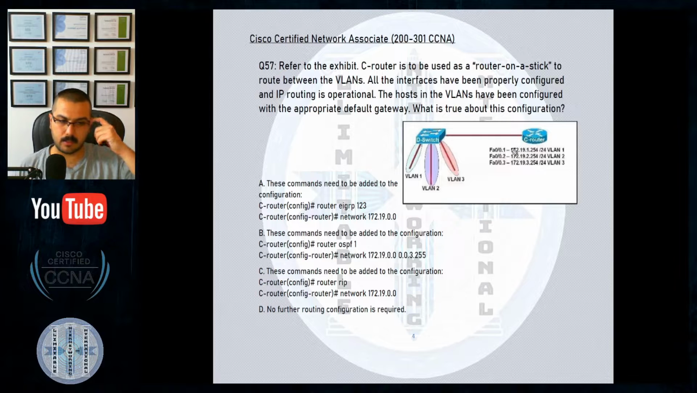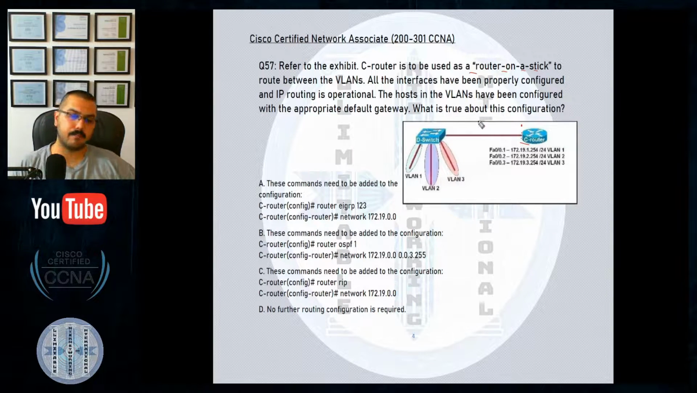Refer to the exhibit. Router C is to be used as a ROAS, router on a stick. This router here is one router connected to one stick. Okay, this is the meaning. To route between those three VLANs, all the interfaces have been properly configured. Everything is operating. The hosts in the VLAN have been configured with the appropriate default gateway. What is true then? Okay, so in this router I have three sub interfaces.